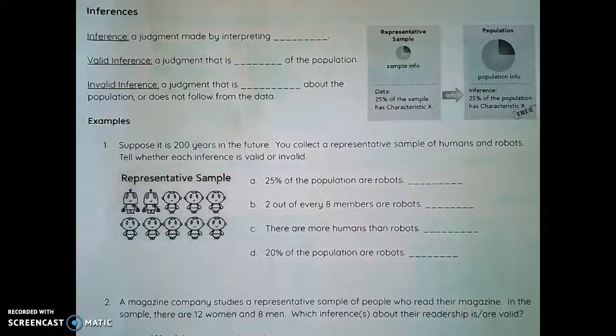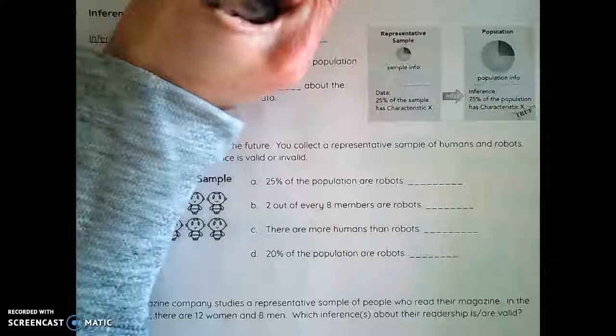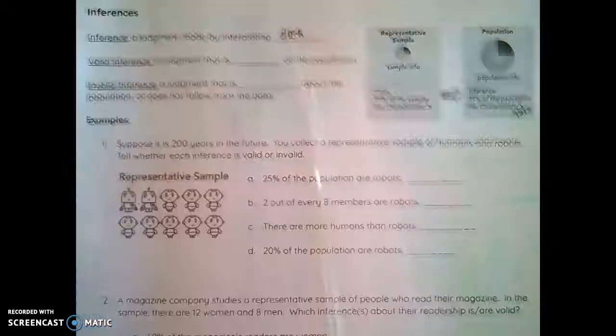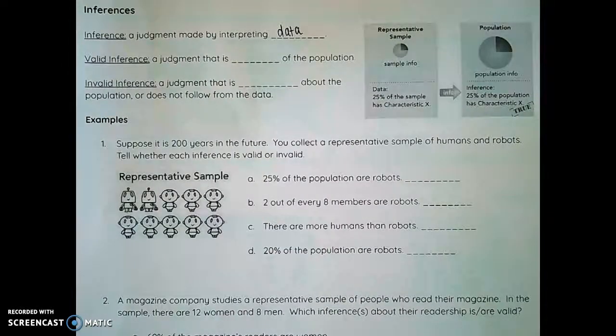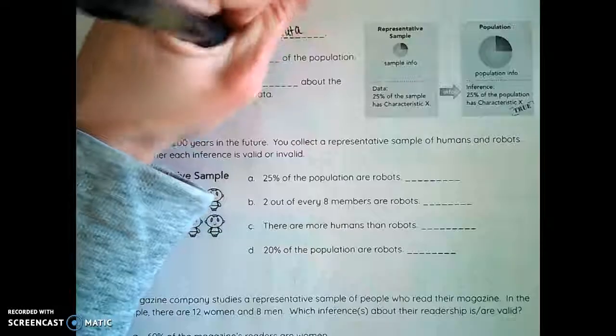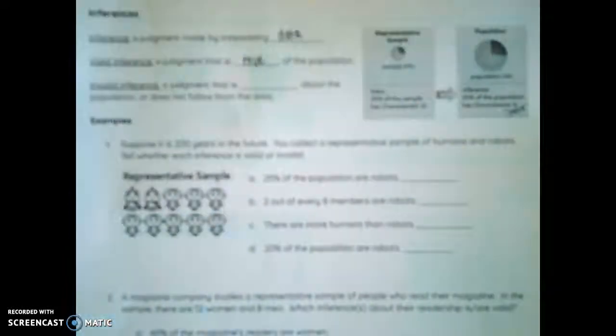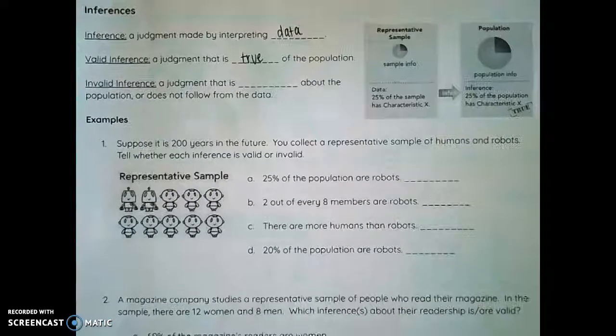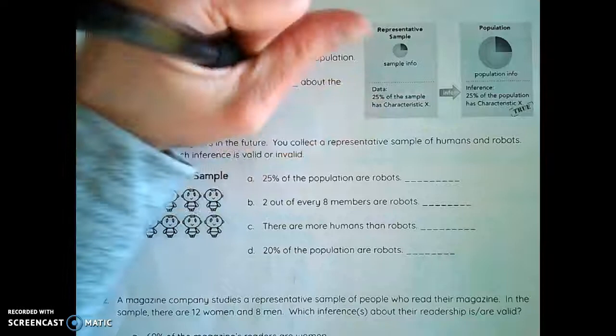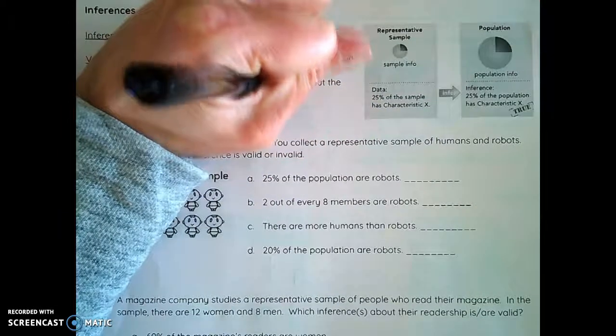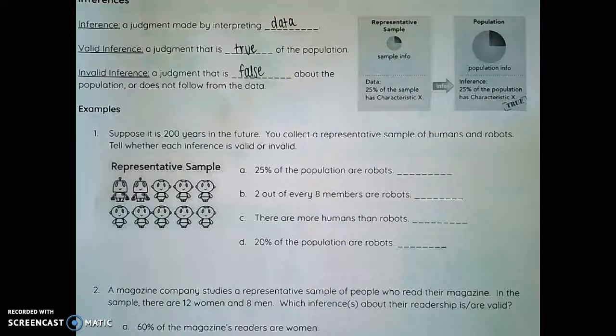So the second part of these notes, we're going to focus on making inferences. So an inference is a judgment made by interpreting data. So we look at our data and we come to a conclusion based on that data. Now a valid inference, if you think about the word valid, it means something that's true versus invalid means something that is not true. So a valid inference would be a judgment that is true of the population. And an invalid inference would be a judgment that is not true or is false about the population, or it does not follow from the data.